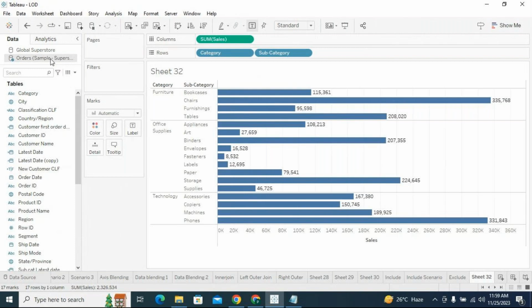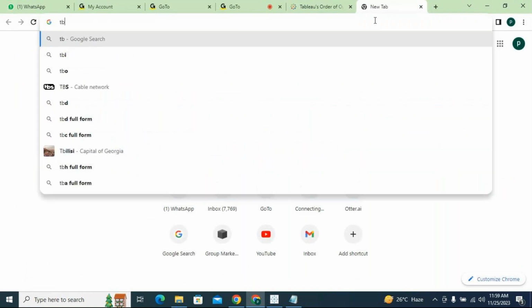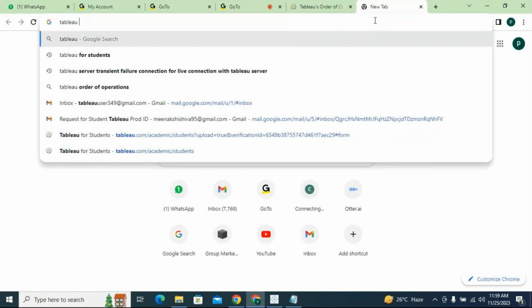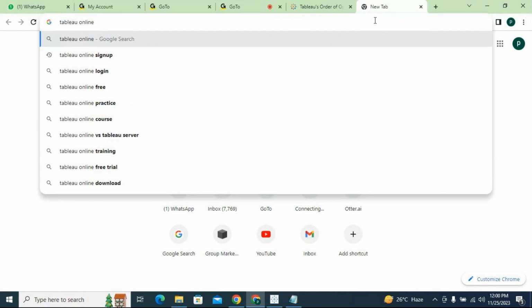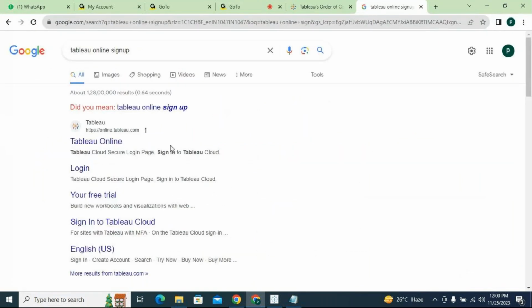So till now we discussed about live connection. In the next class we'll discuss about extract connection. So before that, we'll create one Tableau Online cloud account. So you can Google it, Tableau Online sign up. So if you guys are on the computer, can you please sign up with your mail IDs?